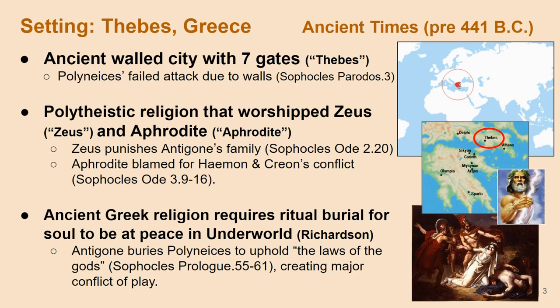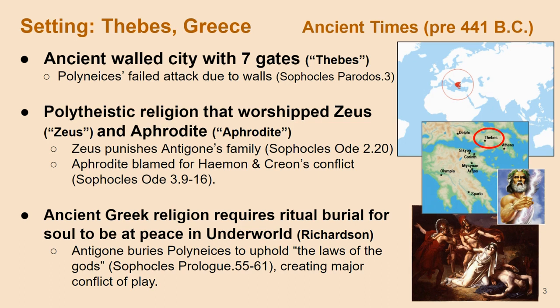They also blame Aphrodite for the conflict between King Creon and his son Haman, who is engaged to Antigone. Antigone defies Creon's law, and Haman takes her side in the conflict, partly because he loves her. Loyal to the king, the chorus blames Aphrodite for clouding Haman's good judgment.